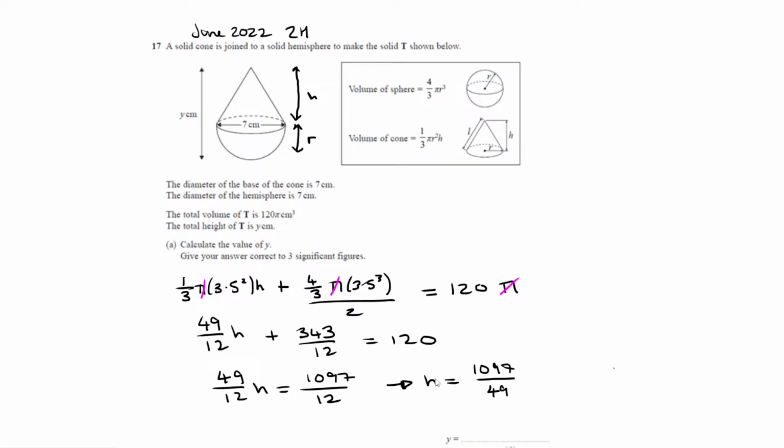Now, the thing is, though, that's the height of the cone, remember? That's why I drew it up here. I don't actually want that as my answer. What I want is the height of the whole shape. Do you remember how I said we need to add the cone height plus the radius? This bit here is like a radius, isn't it?